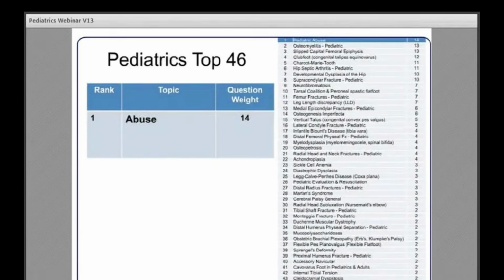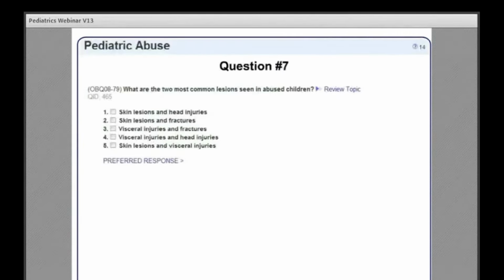First topic is pediatric abuse and child abuse. It is one of the areas that are covered quite heavily within the examination, and certainly on the in-training examination, and also on the boards. So let's start with the first question.